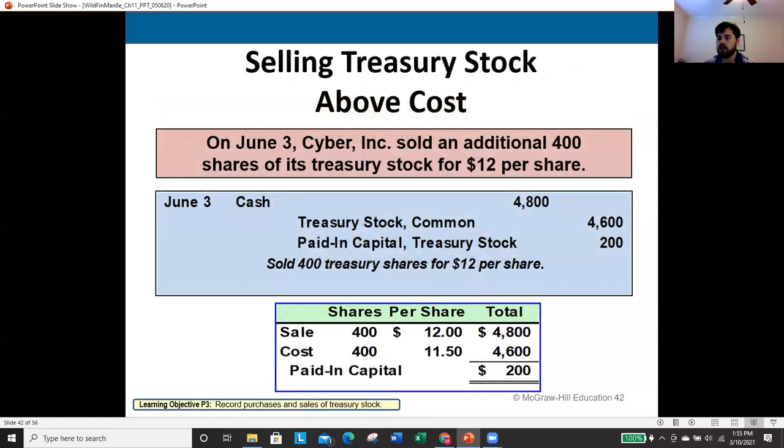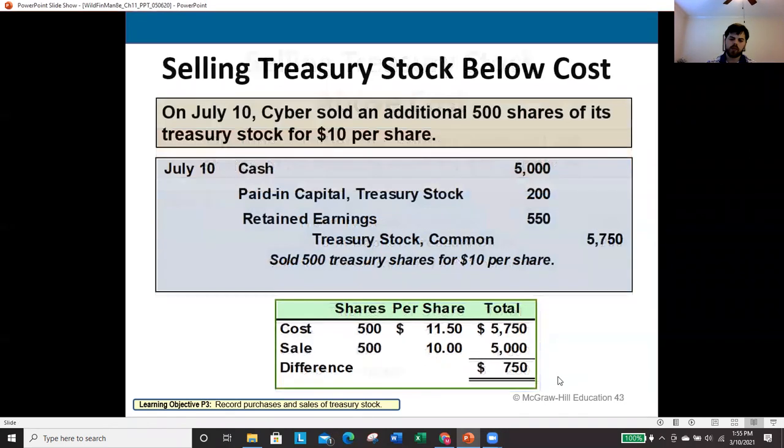So we see here that before this, we had a balance in paid-in capital treasury stock for $200. That must be cleared out, so I'll clear that out. I'll also clear out my treasury stock for the 500 times the 1150 for 5750. At that point, I see that I've got 5200 in debits, 5750 in credits, telling me I need a debit for 550, and the only place this can now come out of is retained earnings. So we have to reduce retained earnings with a debit.